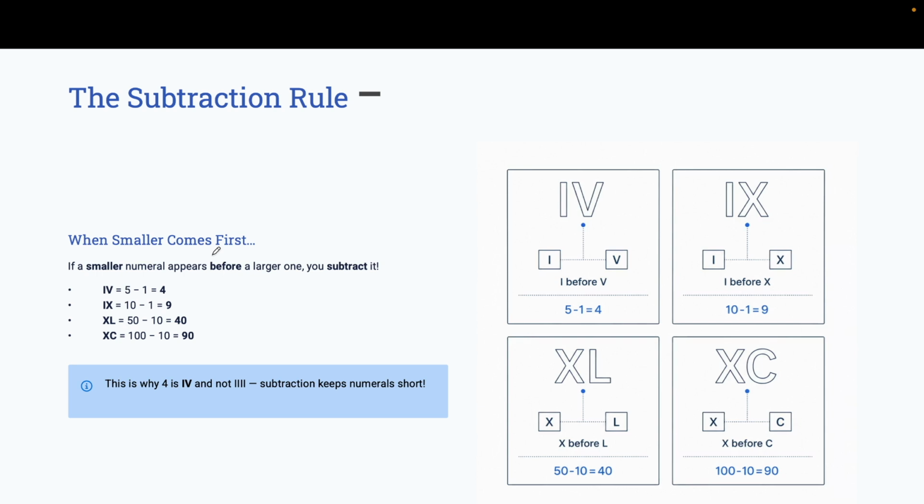When a smaller numeral comes first, then we have to subtract. If a bigger one comes first, then we have to add. For example, IV. I is 1 and V is 5. I is before V, so we subtract 5 minus 1, that is 4. Then IX: X is 10 and I is 1. So 10 minus 1, 9.